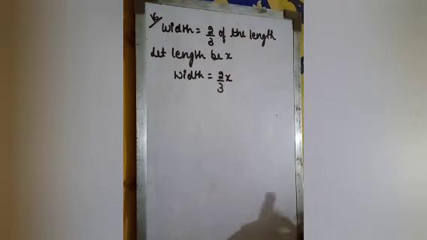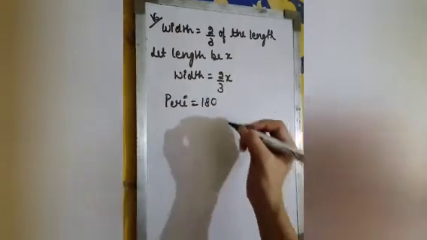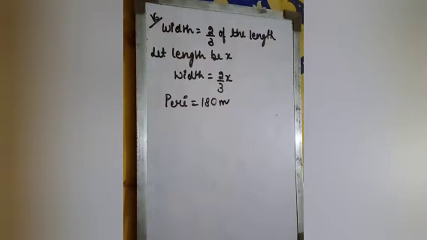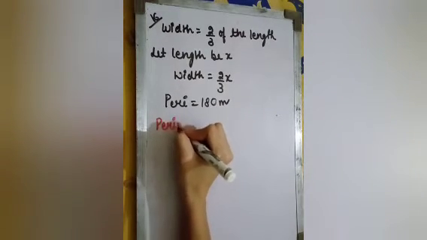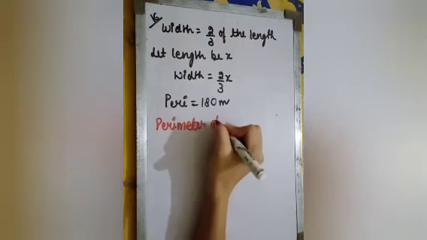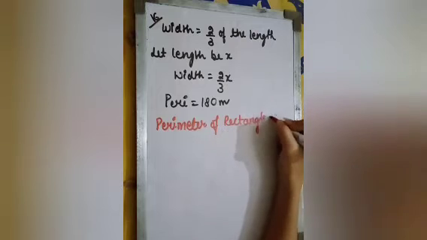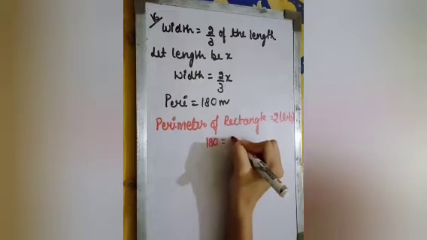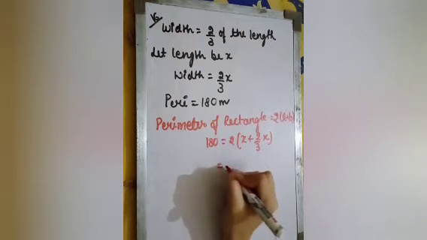Now the perimeter is given. The perimeter is 180 meters. Now we have to find the breadth and the length. So how can we do it? What is the perimeter of the rectangle? So perimeter of rectangle is 2 into L plus B. Perimeter is given 2, L is x and B is 2 upon 3x. Solve this.